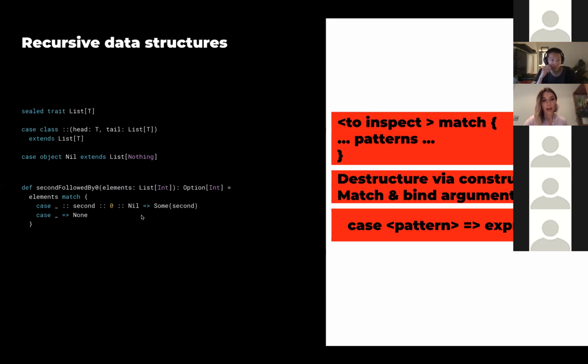And we have this technique called pattern matching in Scala, which is a little bit like a switch statement. So we've got a function here, second followed by 0. Its input is elements, which are a list of integers, and it returns an option of an integer. It's matching on elements, which is the argument given to the function. And we say, if elements exactly matches this pattern, where there's some element first that we don't care about, then a second one, then 0, then the empty list, which basically means there's no more list, then we return the second element, and otherwise we return none.